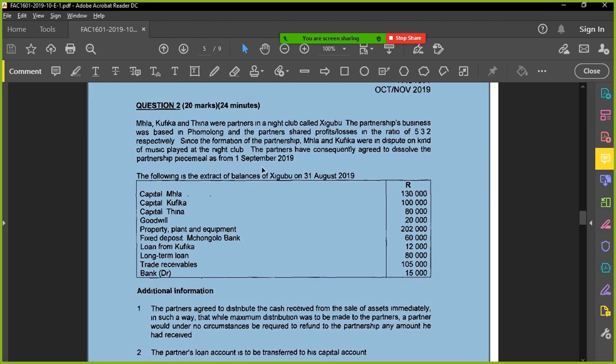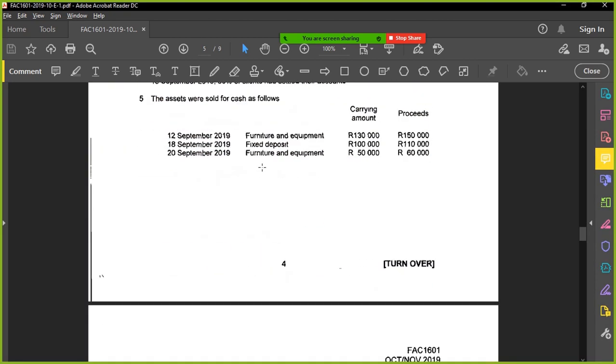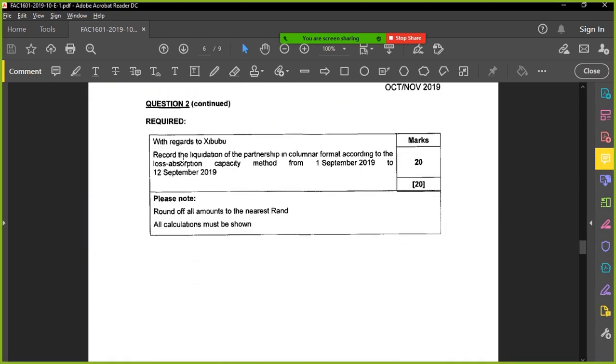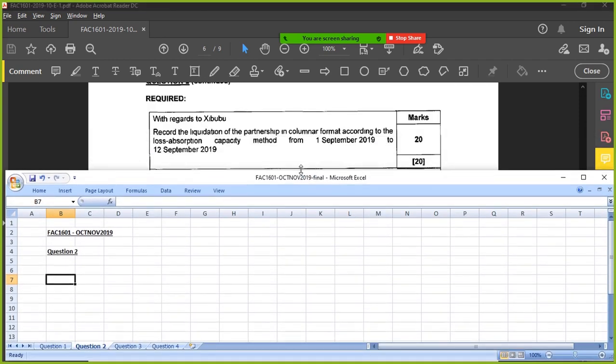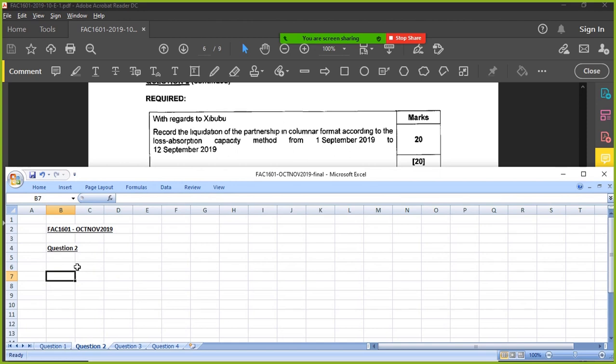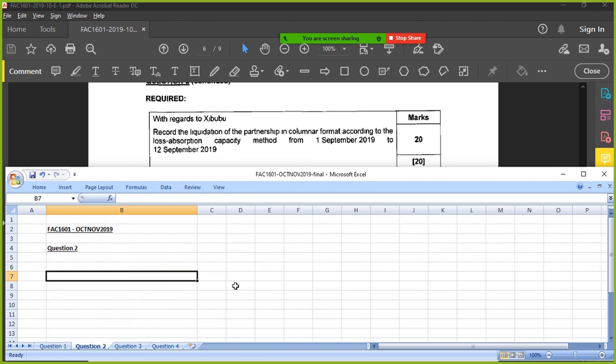Okay, question two. What is it? Required steps. It's piecemeal. Yes, good. So, exam technique, always look at the required because then you know what to do. If you see it's piecemeal, then you need to draw up a table. You'll have a big column and then you'll have columns for everything else.